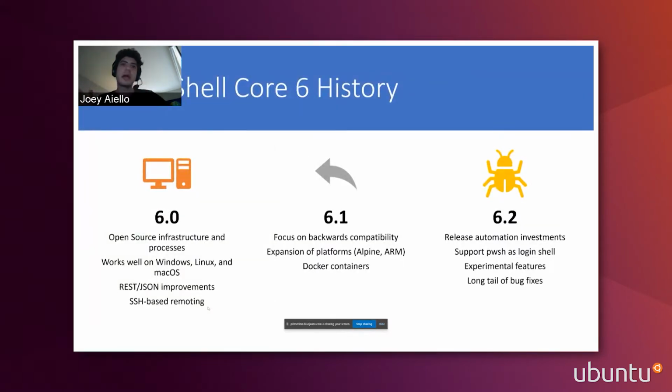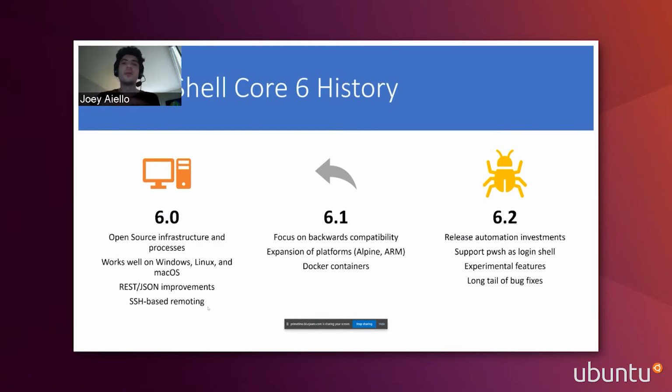So within this 6 timeframe, we had these 3 minor versions that we released. With 6.0, a big aspect here was the infrastructure that we needed to build, test, deploy, and release PowerShell in public and in open source, as well as how we were going to govern contributions and changes coming in. We had to extend this to support Windows, Linux, and macOS.